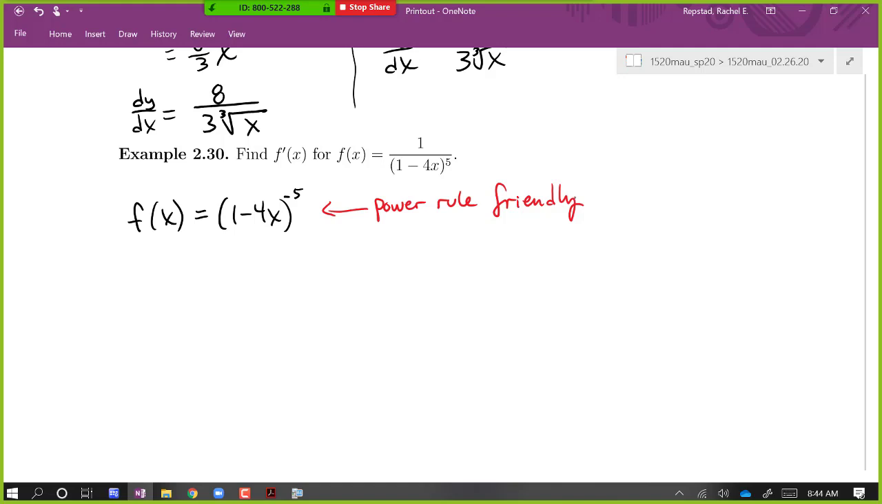But here, because the numerator had no variables, there's no x's up there, it was just a constant, I don't have to use a quotient rule or product rule. I only need to use that general power rule here. So if we start out finding f prime of x, who wants to get us started? What does it look like?